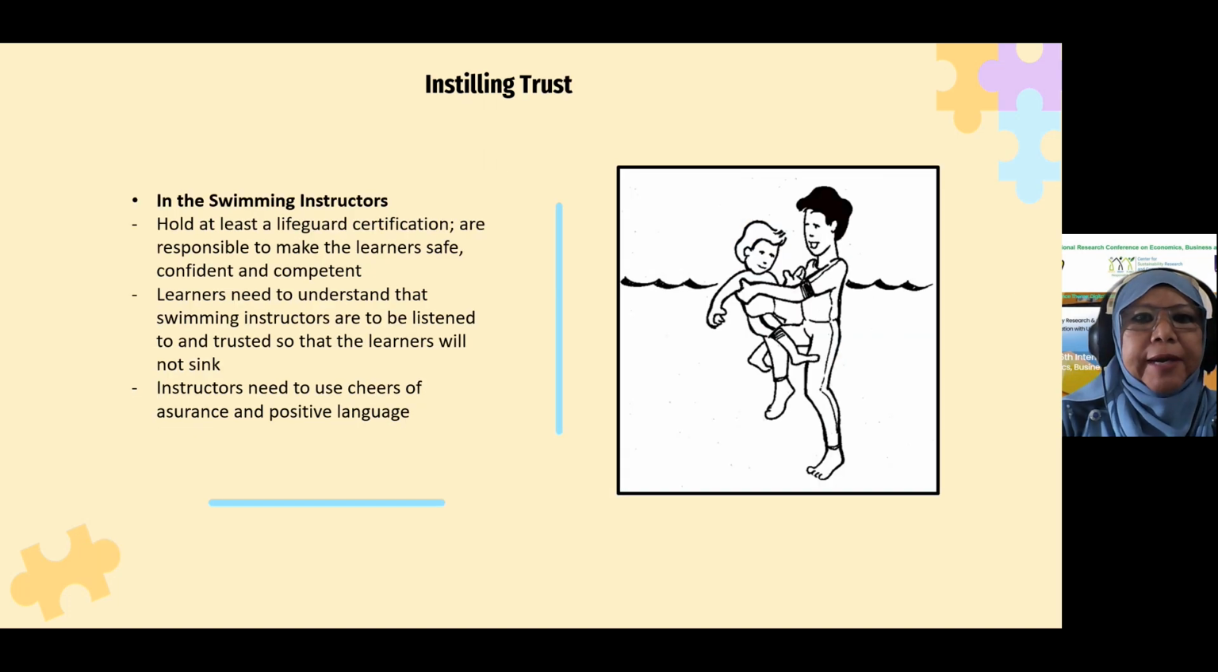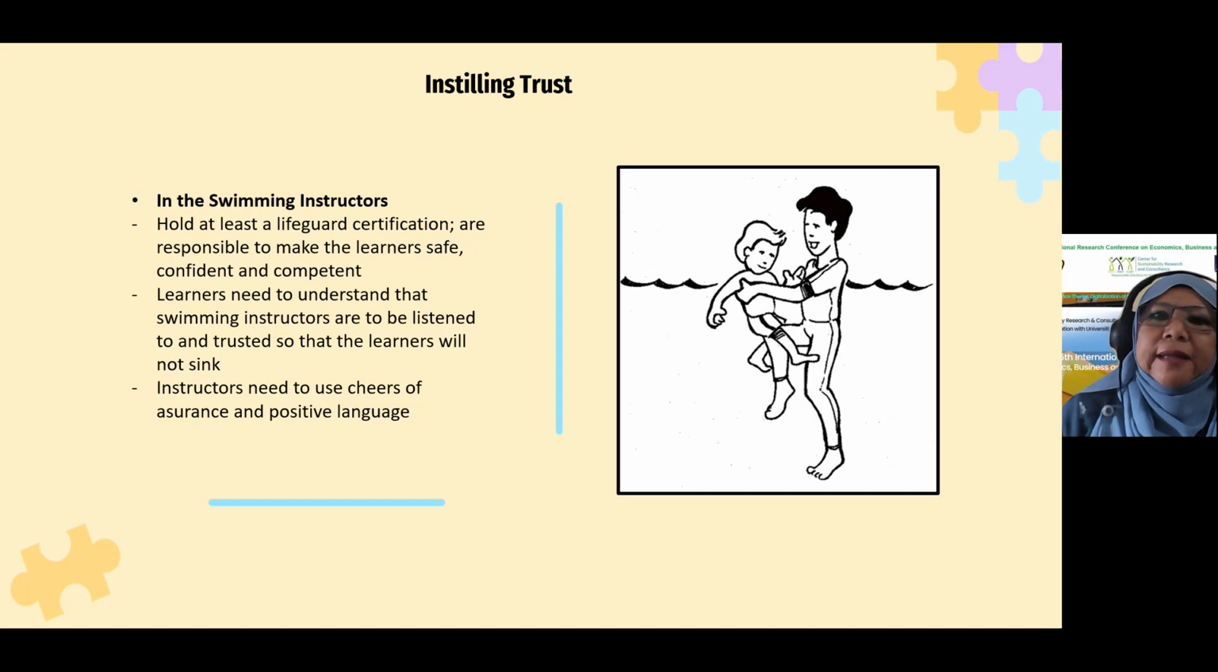Okay, right. And then next one, the teachers must also instill trust. And when it comes to instilling trust, I found that there are 4 types of trust. The first one is to trust the swimming instructors. Now, if you can see the picture that I put on the right-hand side, the teachers simply choose a place in which the water level is higher than the height of the child.